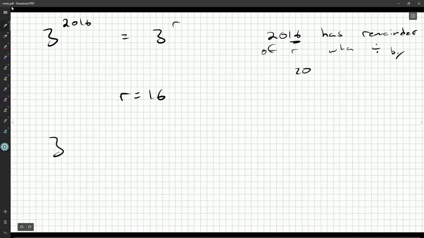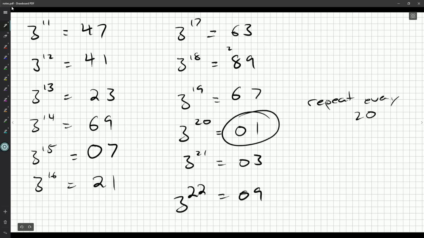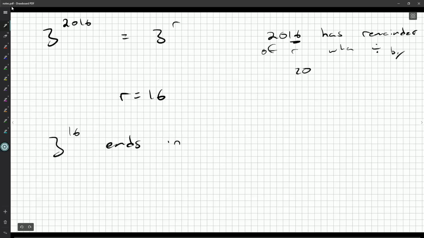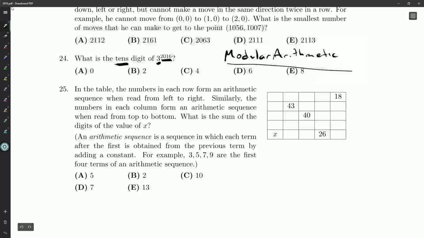Because of all the work we did, I know that 3 to the 16 ends in, what was it? 21. And so the tens digit will be a 2. The ones digit will be a 1. They didn't ask for that. So that should be B, because I think the options went up in order 0, 2, 4, 6, 8. Yeah, absolutely. So there we go. We've got our answer of B, and we can move along to our very last question.